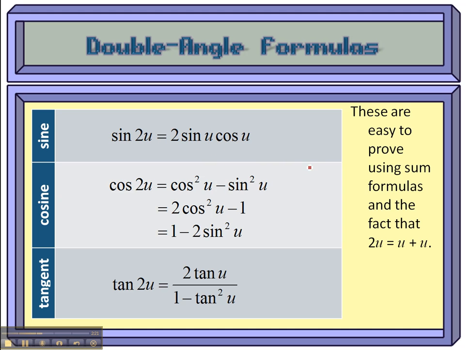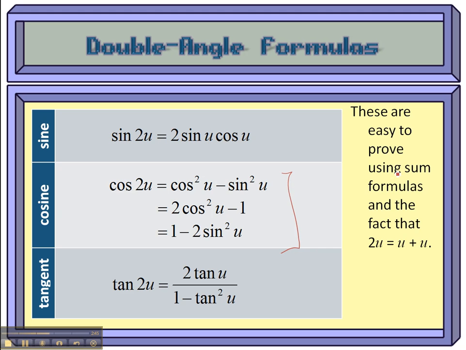For cosine, we've got all three of these, and depending on the problem, we might use the first one, the second one, or the third one: cosine squared u minus sine squared u, 2 cosine squared u minus 1, or 1 minus 2 sine squared u. Tangent, just like sine, only has one. It's equal to 2 tan u over 1 minus tan squared u.